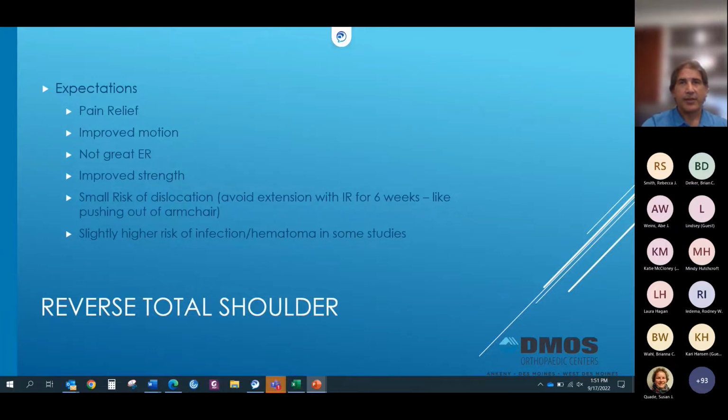Expectations for this, I talk to my patients about less grinding in the shoulder, less popping, less pain, of course.